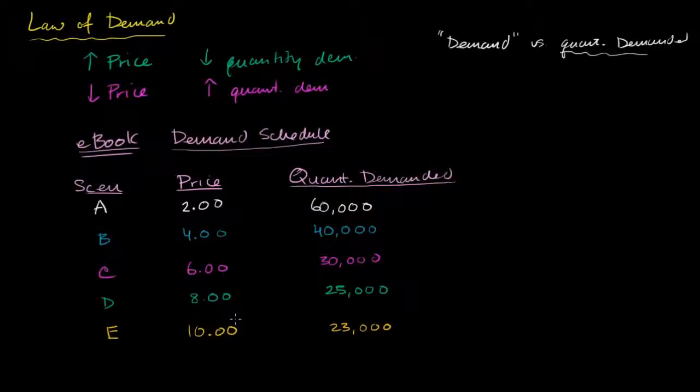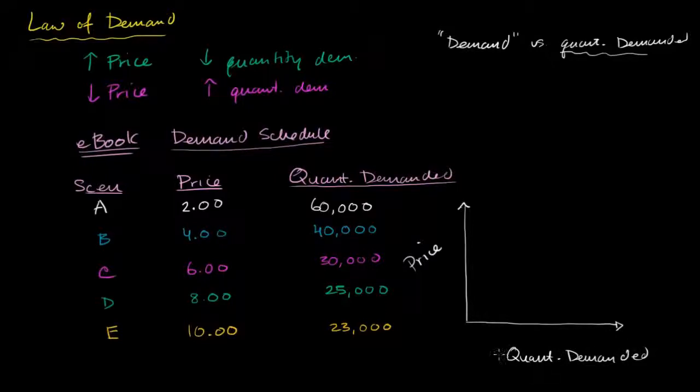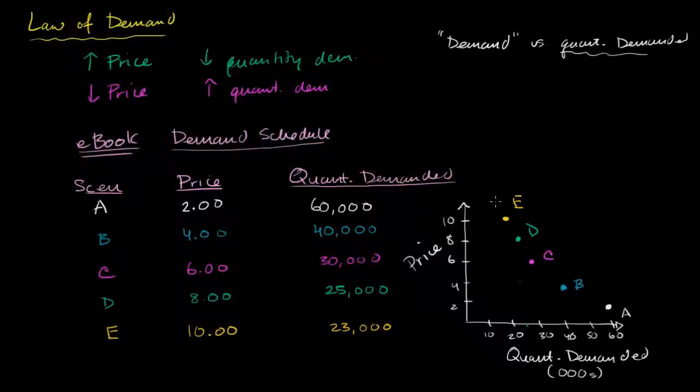Now, based on this demand schedule, we can also draw a demand curve. And so we'll put price on the vertical axis, and we'll put quantity demanded on the horizontal axis. So let's plot the scenarios. If I were to draw the demand curve, it could look something like this. I'm trying to do my best to draw it as a straight continuous line, could look something like that, and it could keep going on and on. And so these are two ways to show demand.